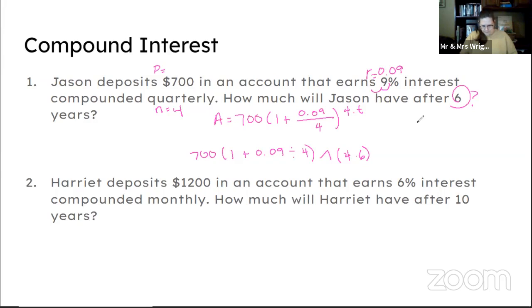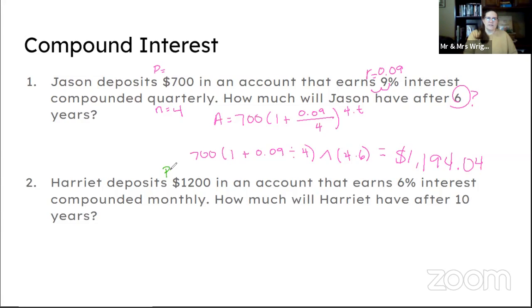Oops. If you close your parentheses but you don't open them, you get a lovely error message letting you know that you've messed up. So that is good. All right. The answer is $1,194.0366. So we're going to say .04 because we need to round to the nearest penny. So $1,194.04 is how much Jason will have after 6 years.